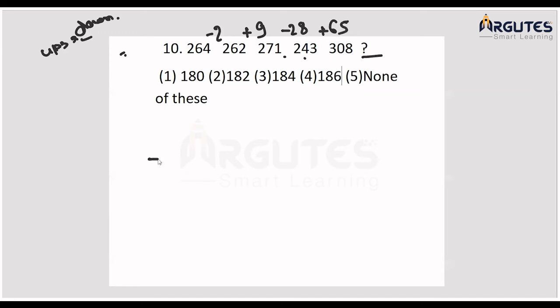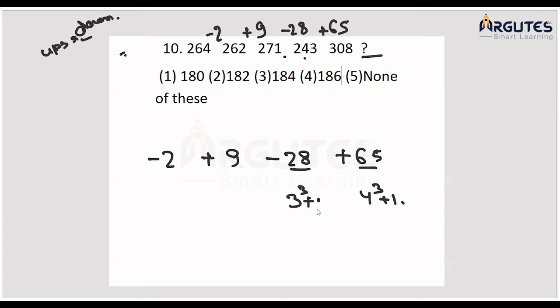Now look at the rules. -2, plus 9, minus 28, plus 65. So this is also one special type of rule. From this 65 we can say that it is near to 4 cube, 4 cube plus 1. From this 28 we can say that it is near to 3 cube plus 1. From this 9 we can say that it's either 3 square or 2 cube plus 1. Okay, from this 2 we can say that it's either 1 square plus 1 or 1 cube plus 1.